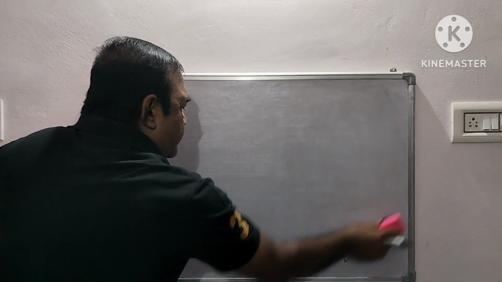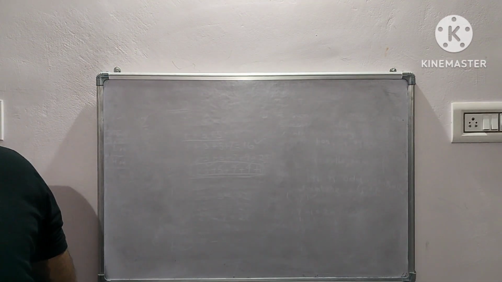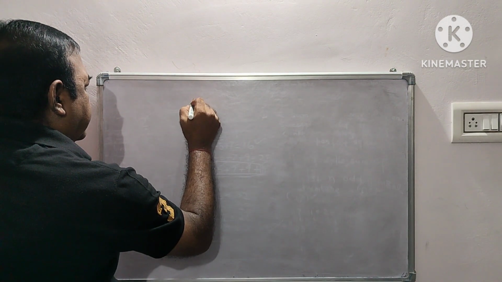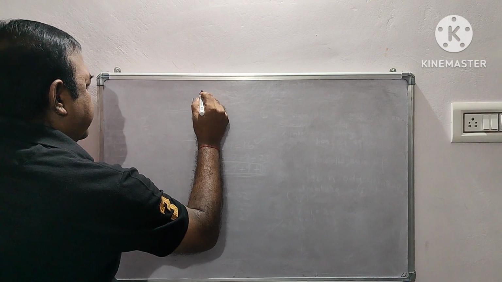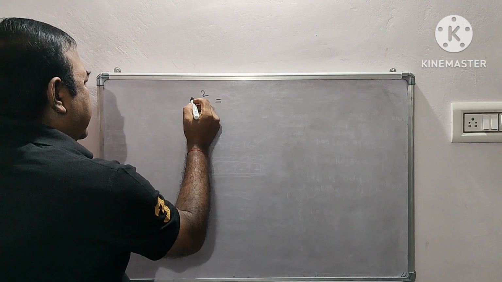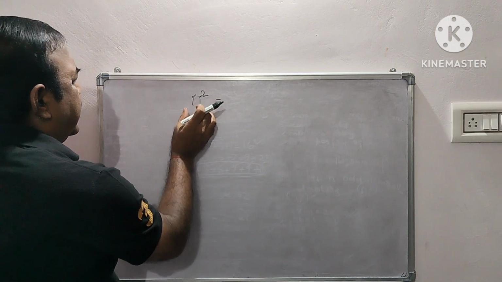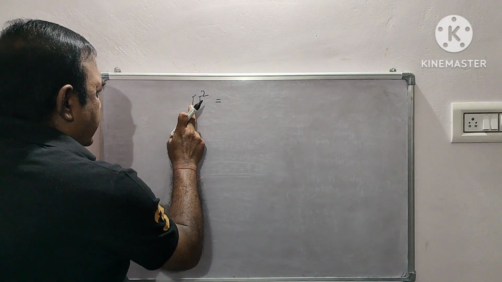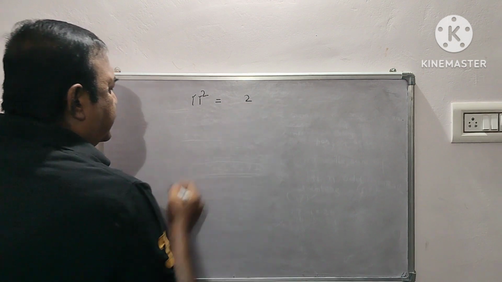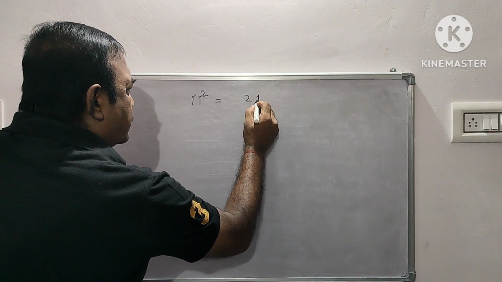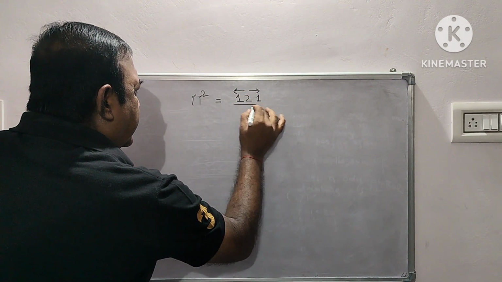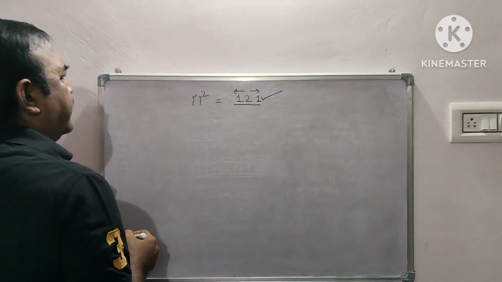You see, suppose 11 square. Here it is 1, here it is 1. How many ones are here? The 2 ones. So you write 2 here. So towards the right you move towards 1, and towards the left you move towards 1. So 121 is the square of 11.